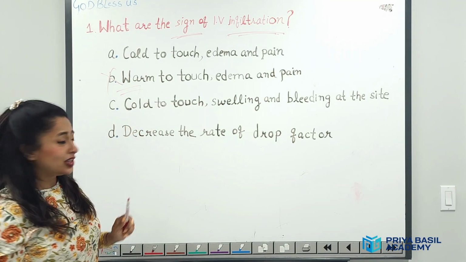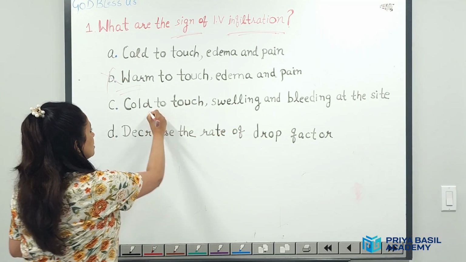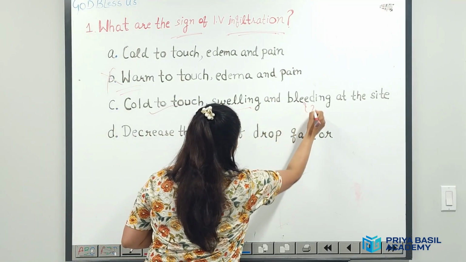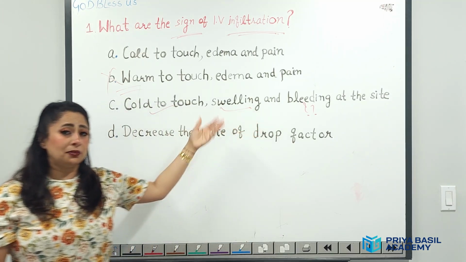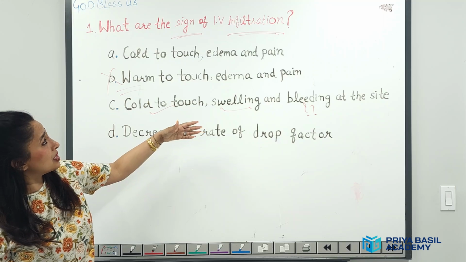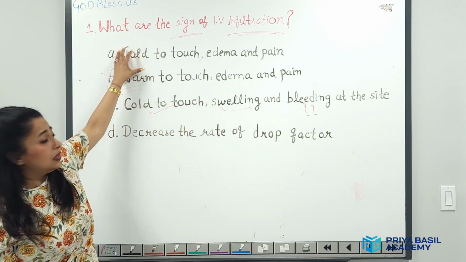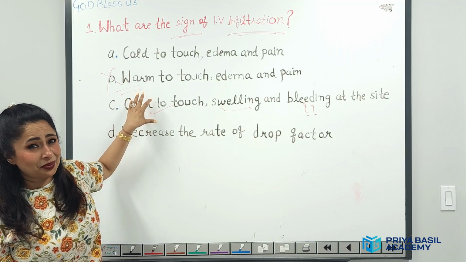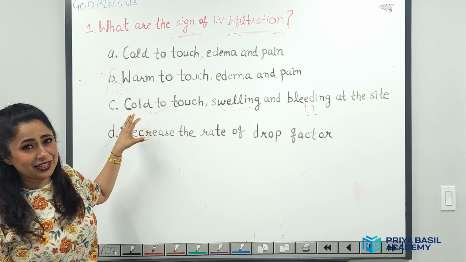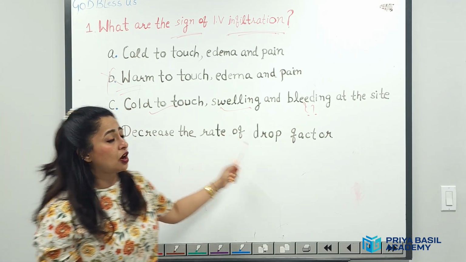We have option C here, which is cold to touch, swelling and bleeding at the site. Of course, this is right. This is a possibility. There is a possibility sometimes bleeding can happen, but mostly the most important thing you will be seeing there is cold to touch, pain and edema. So we have a very best answer. This could be your second answer, but when we have the best, we don't need to go for a second answer unless it's a SATA question.